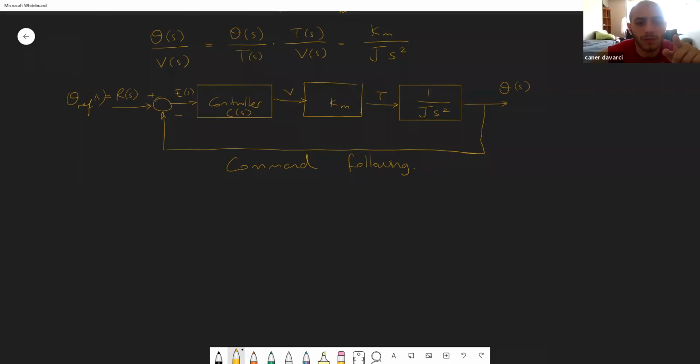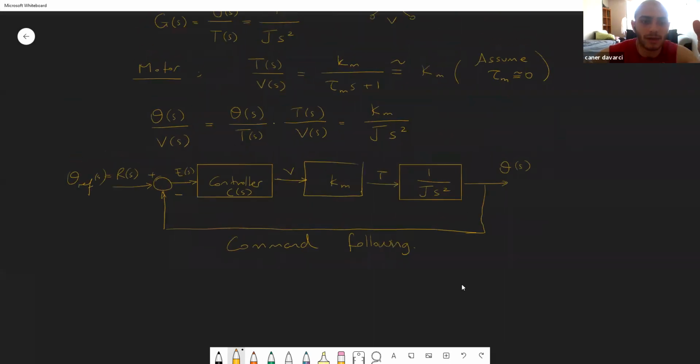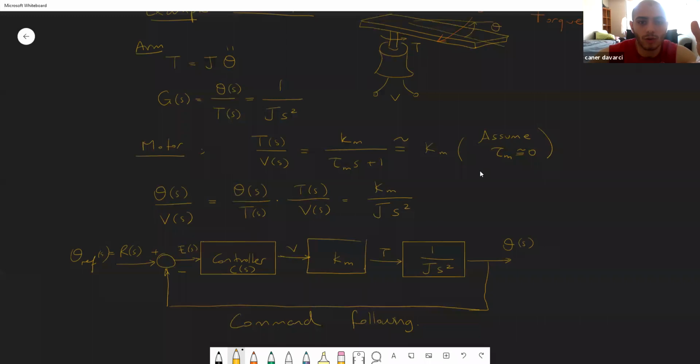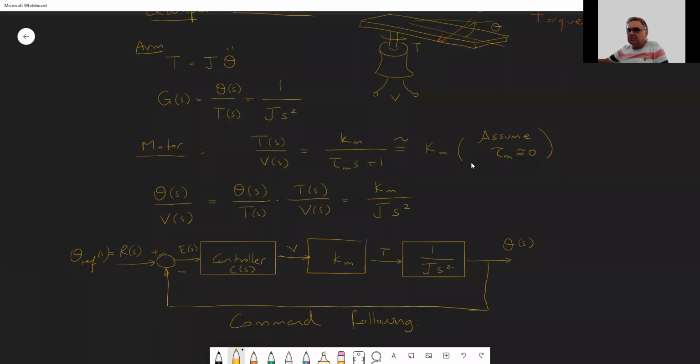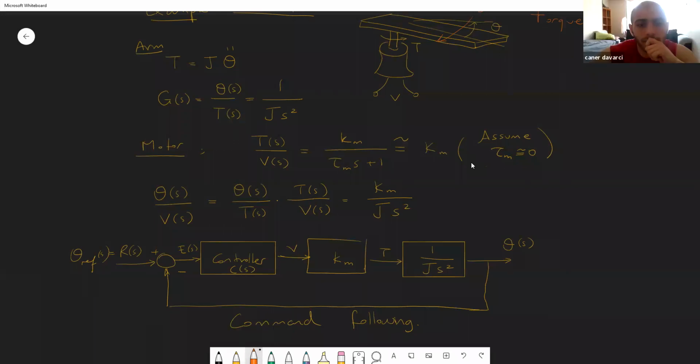Hocam, can I ask a question? Yes. Hocam, in the time constant, you assume that it is zero because the velocity of the motor is so high that it cannot affect the system. Why do we assume that Tm is equal to zero, hocam? We assume, you mean this one? Yes, hocam, the time constant.